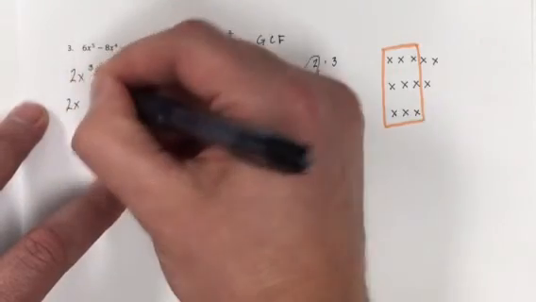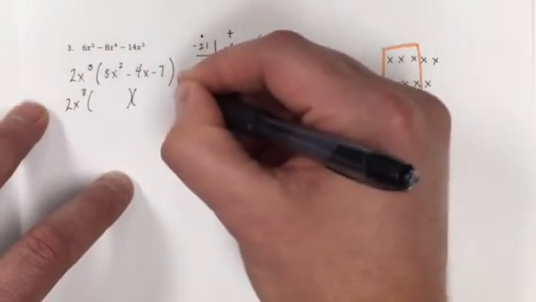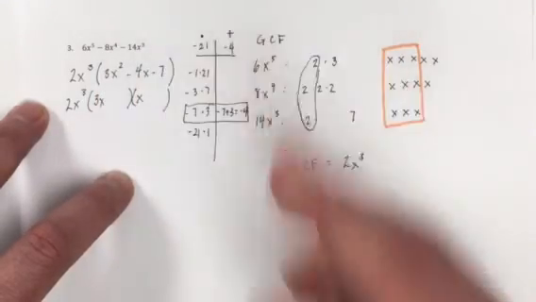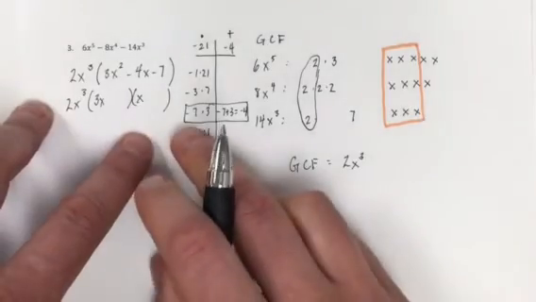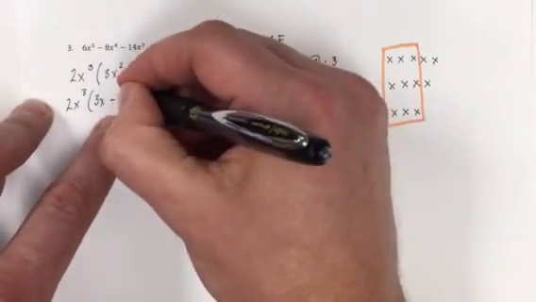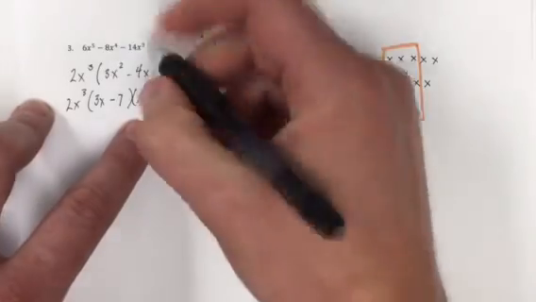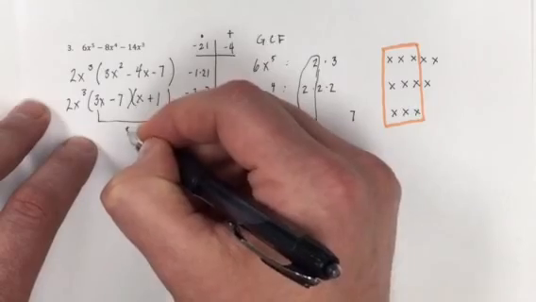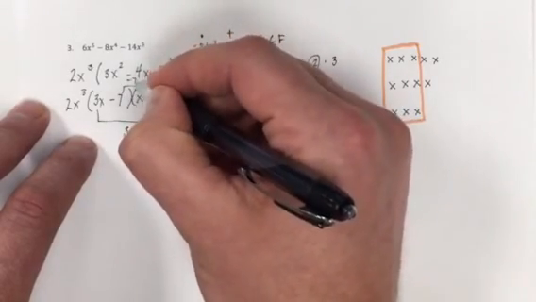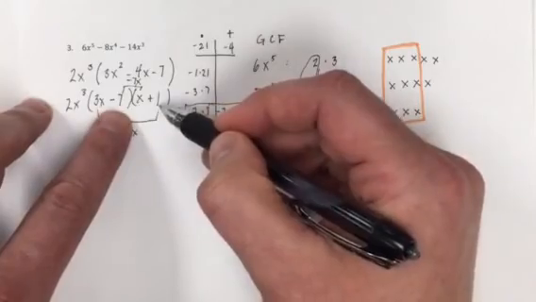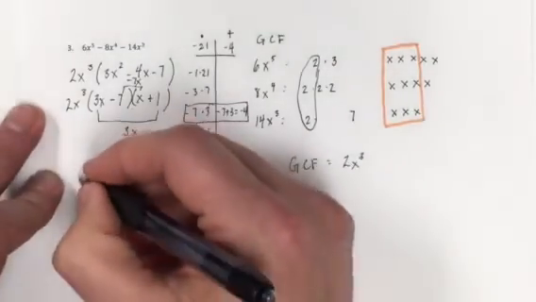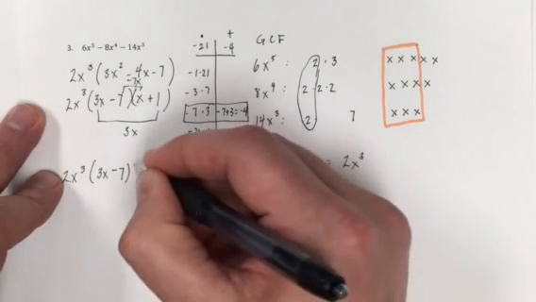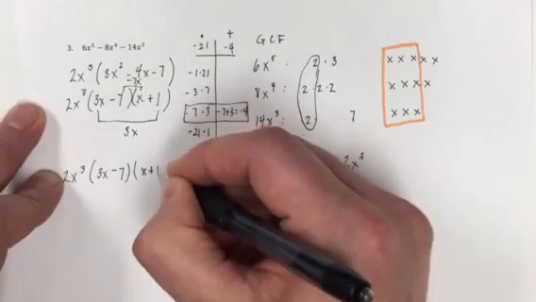Now what's nice is 3 is a prime number, so I know automatically that I have to split it up into 3x times x. I want a factor of a negative 7, and I need a factor of positive 3, so that's 3 times 1. That gives me the 3x that I need. This gives me the negative 7x that I need. And negative 7 times 1 is negative 7. So my final answer, 2x cubed times the quantity 3x minus 7 times the quantity x plus 1.